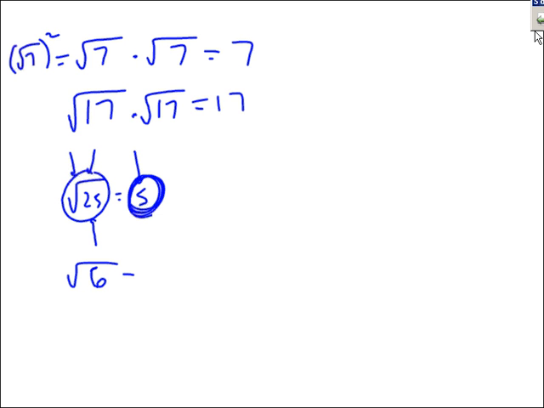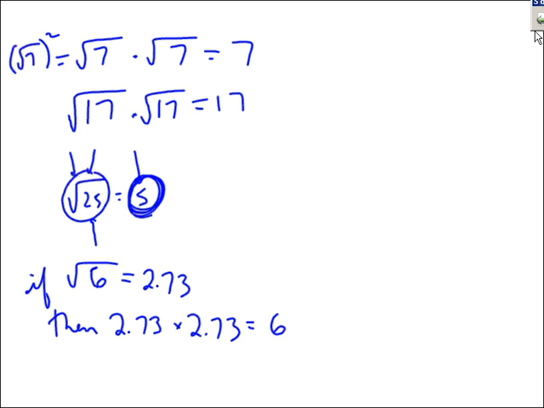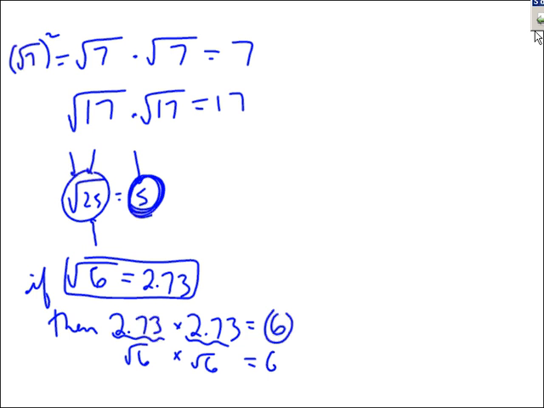For example, if I told you the square root of 6 was 2.73, and I'm not right, but make believe I'm right, then we know one thing. If the square root of 6 equals 2.73, then 2.73 times 2.73 is equal to 6. That is, the square root of 6 times the square root of 6 is 6.